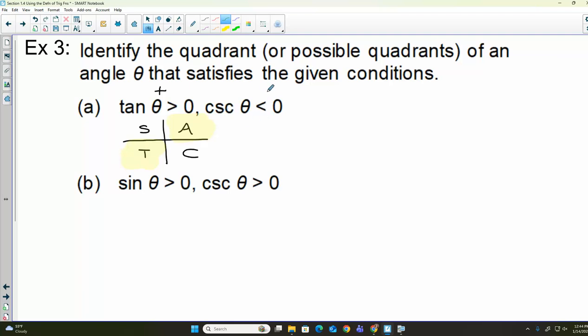Cosecant of theta is less than 0. That means it's negative. So I have to pick between quadrant 1 and 3. Cosecant is the reciprocal of sine. When would sine be negative? Right, in quadrant 1 they're all positive, so that's out. My answer is quadrant 3. So quadrant 3 is the only time that tangent is positive and cosecant is negative.